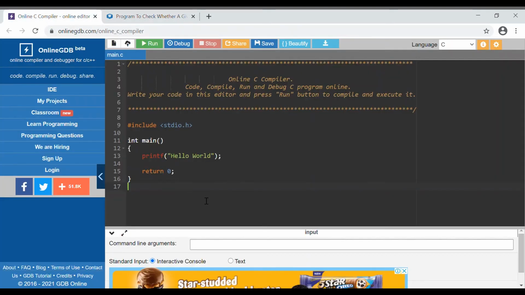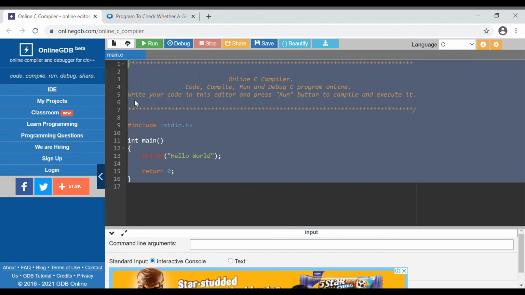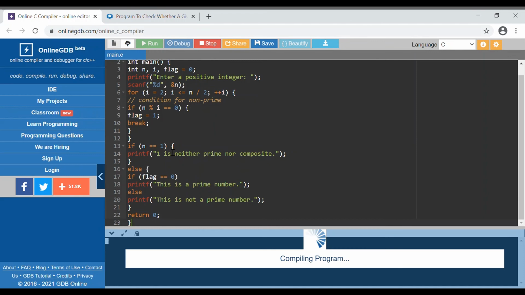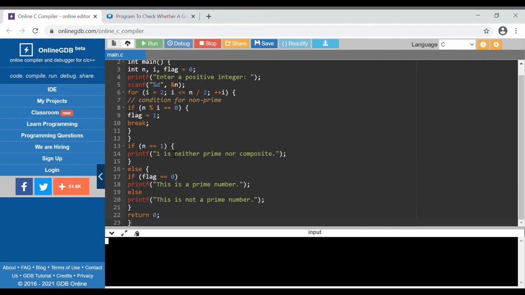So let's execute this code. This is an online compiler. I have copied that code, so let's see what the code gives. It is asking us for a positive integer. Suppose we type 11. 11 is a prime number. Yes, correct, 11 is a prime number. We have got the right answer.